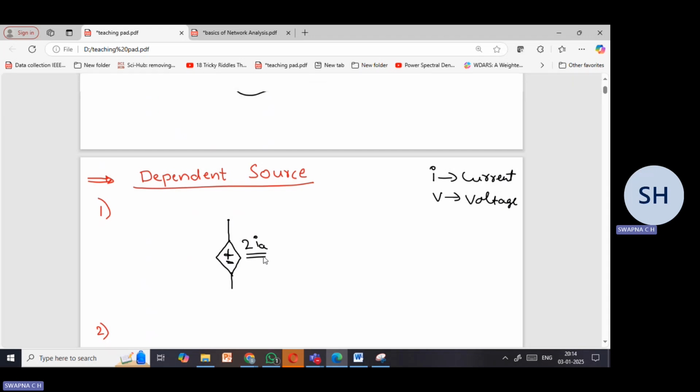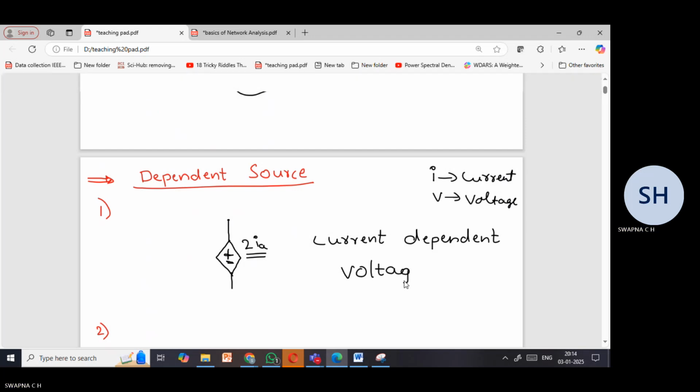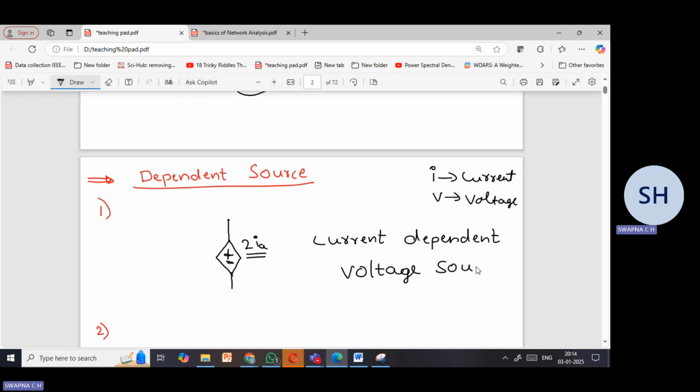So this is not a fixed value. It is depending on some other parameter in the circuit. It is nothing but IA, which, as you know, indicates the current. So here it is a voltage source, but depending on a current value. So this is called a current dependent voltage source. This is the name given for this dependent source.